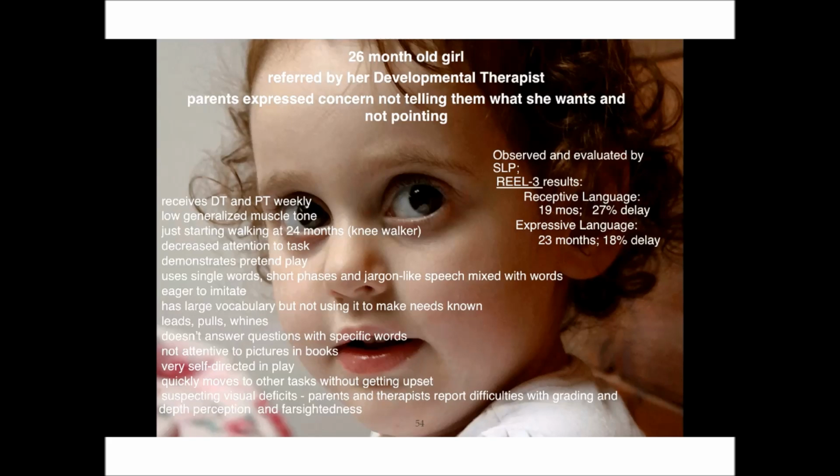The mom indicated that she was meeting all of her needs, giving her everything that she wanted when she would grunt or whine or whatever, and so she really didn't have the opportunity to ask for things. And then as the therapist and the team were talking about the child and what they had all observed, they were suspecting some visual deficits as well. And let me point out too, I did note that the receptive language delay was higher than the expressive language delay, so that was the concern.